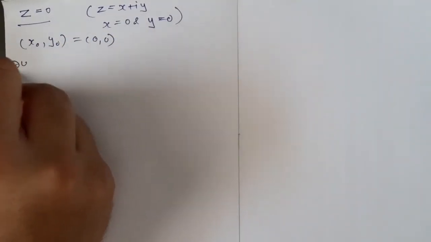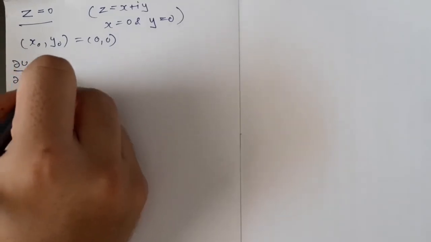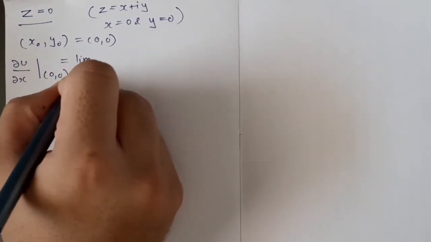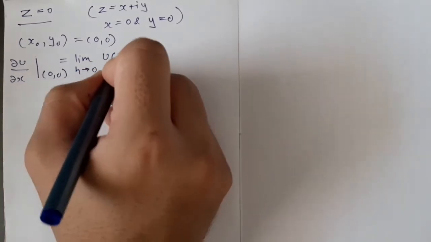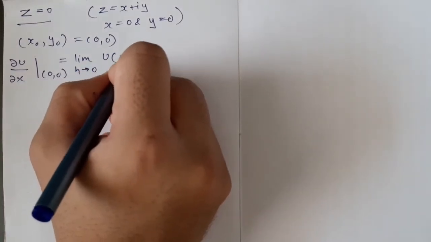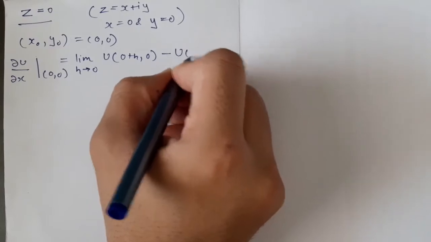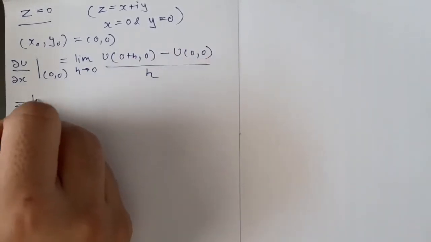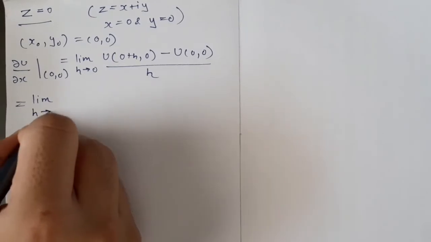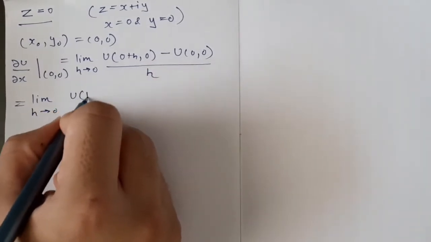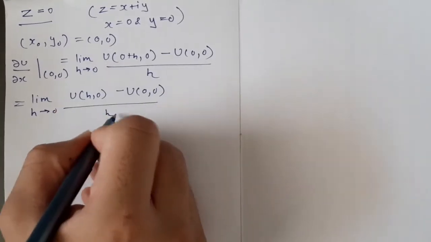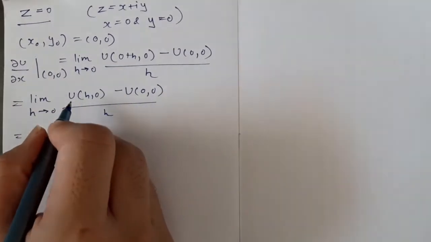Okay. So del u by del x at 0 comma 0 is equals to limit h tends to 0 of u of, what is x0? It is 0 plus h comma 0 minus u of 0 comma 0 upon h. So now what is limit h tends to 0 of u of h comma 0 minus u of 0 comma 0 upon h? Now what is u of h comma 0? So first we will see what is u.